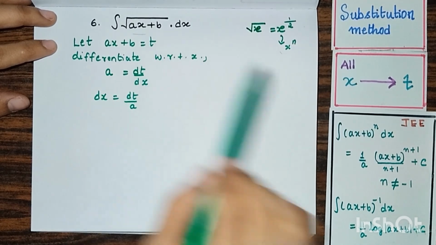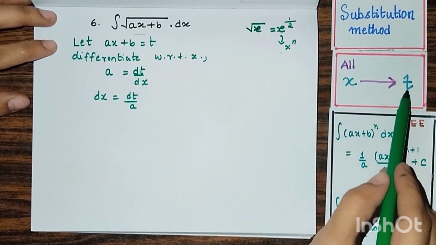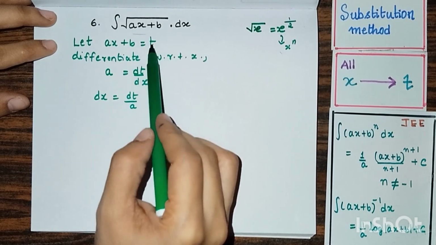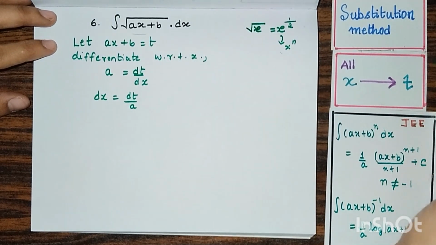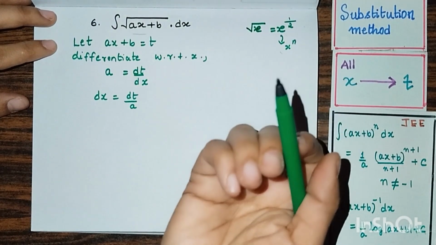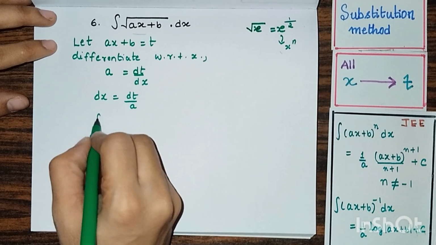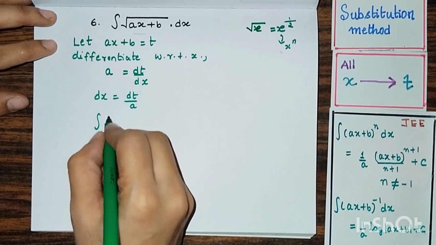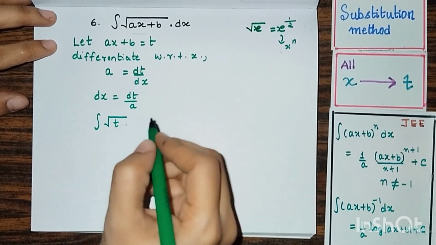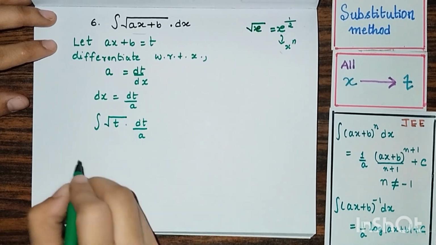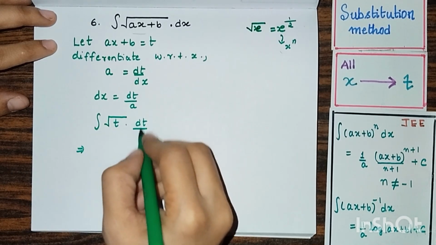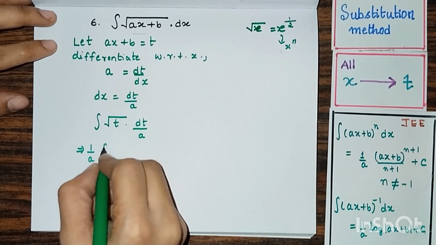Now let us check whether all x is now in the form of t. So this entire ax plus b is t, and dx is equal to dt by a. So this is completed. All x is in the form of t. The substitution is also correct. Now let us write the integral of square root of t. In the place of dx we will write dt by a. We know that 1 by a is constant, so we will bring it outside.